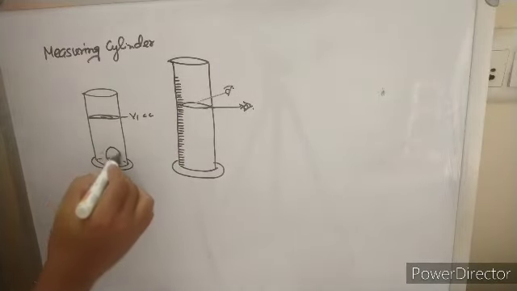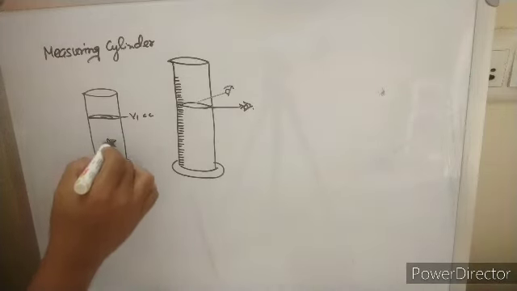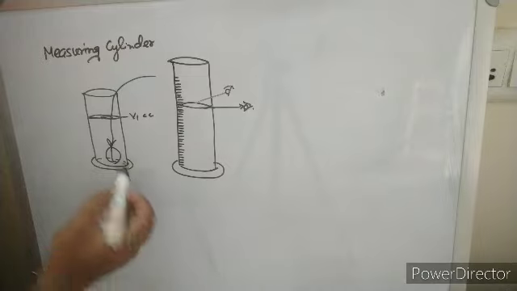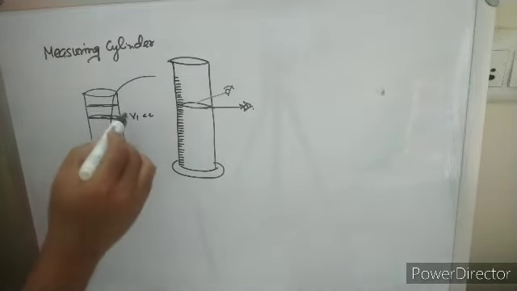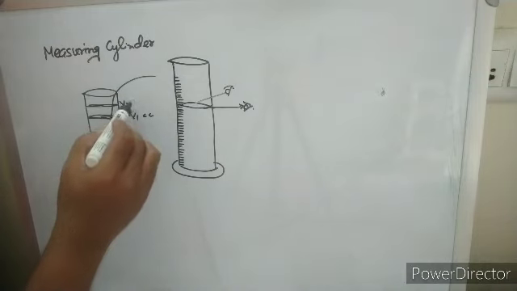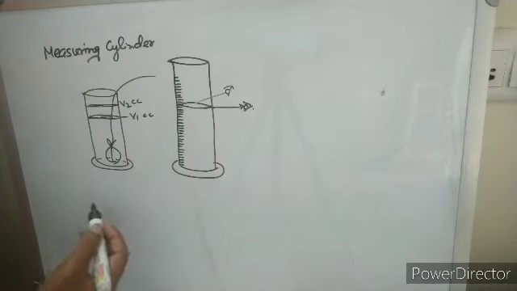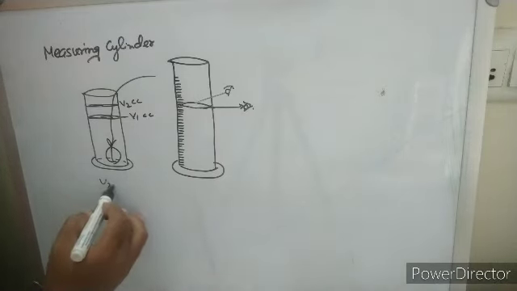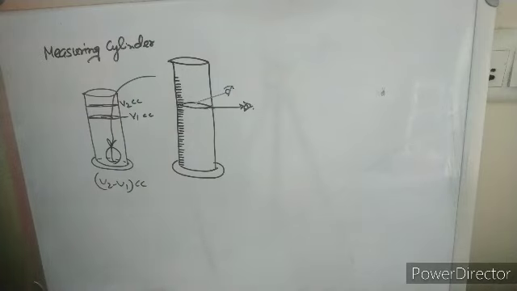And after sinking these stones or anything else inside the liquid or water, the level goes up. Say for example this level shows V2 cc. So what is the volume of that stone or whatever it be? That is V2 minus V1 cc. In that way we can find out the volume of any solid substance which is not dissolved into that liquid.